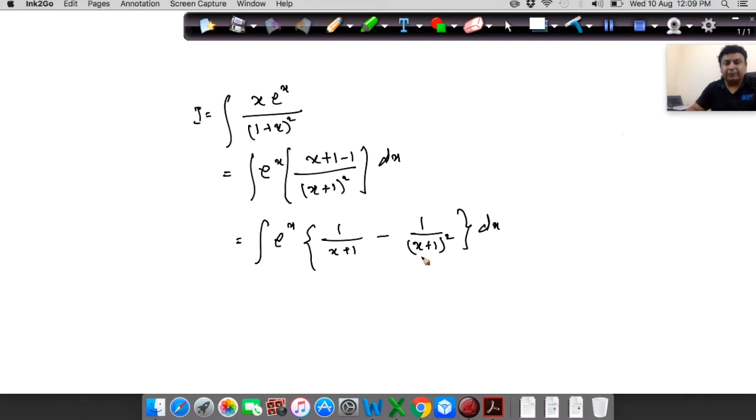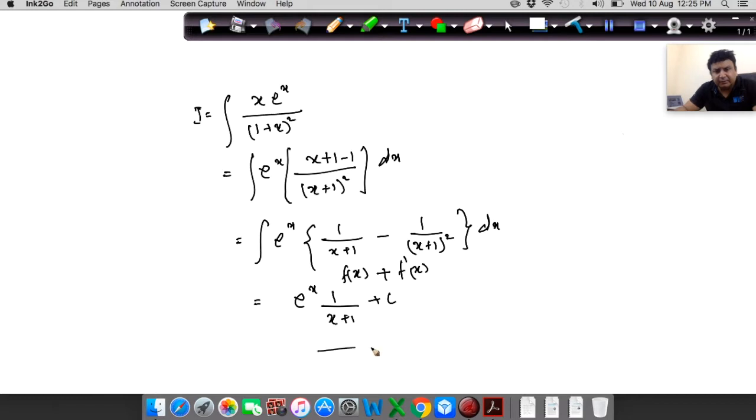So you see f(x) plus f dash x. E to the power x, 1 upon x plus 1, because 1 upon x plus 1, if you differentiate, you get its derivative. So e to the power x 1 upon x plus 1 is acting like f(x), and this is acting like its derivative f dash x, and hence the answer is this.